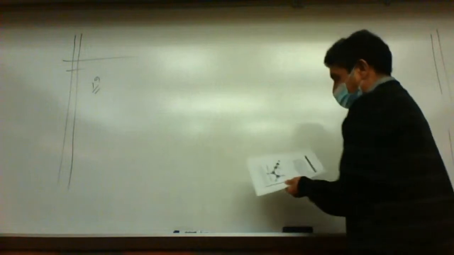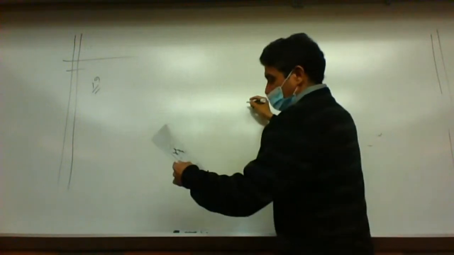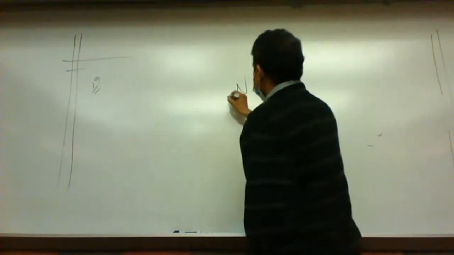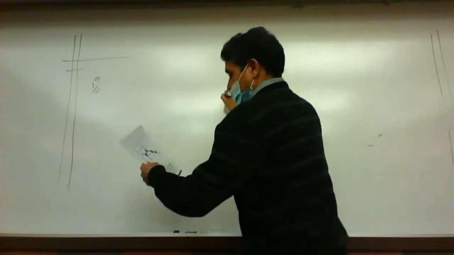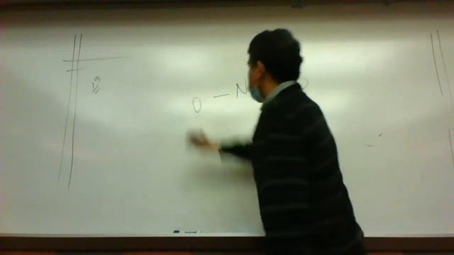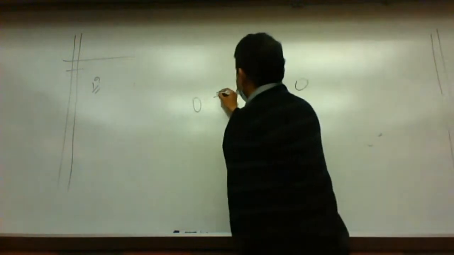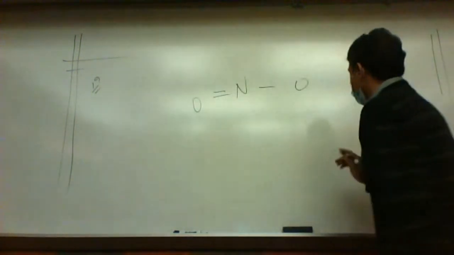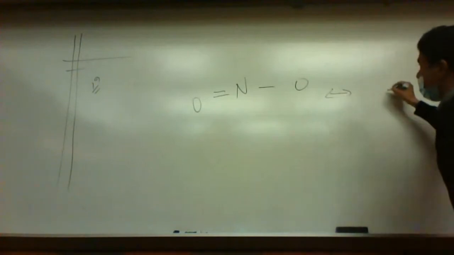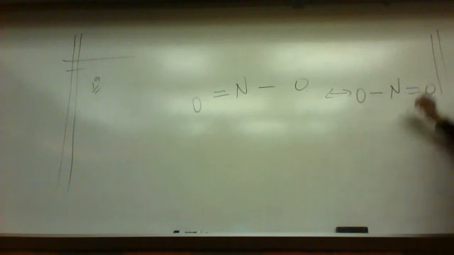Now let's look at another one, fractional bond order. We already talked about this in resonance structures. If you make a structure with nitrogen and oxygen like this, with no central atom here, sometimes there is a double bond here. In another structure, there is a single bond here and a double bond here.